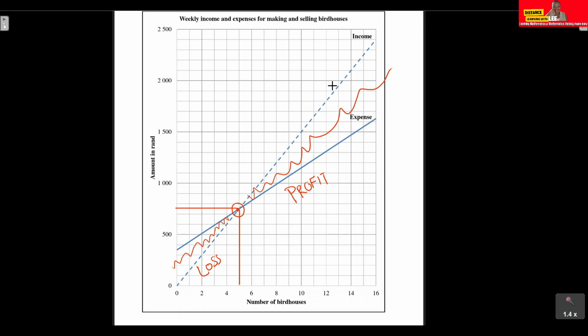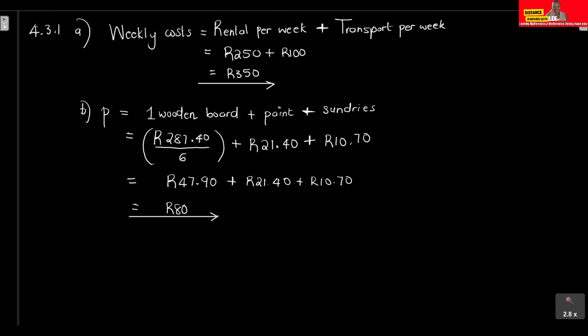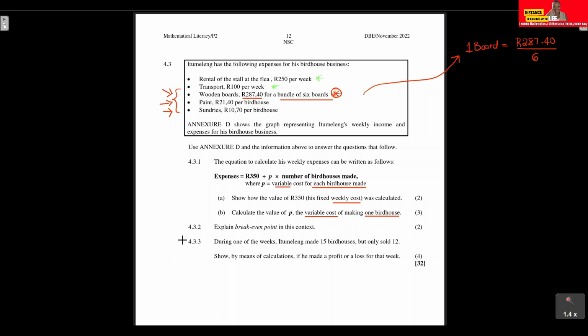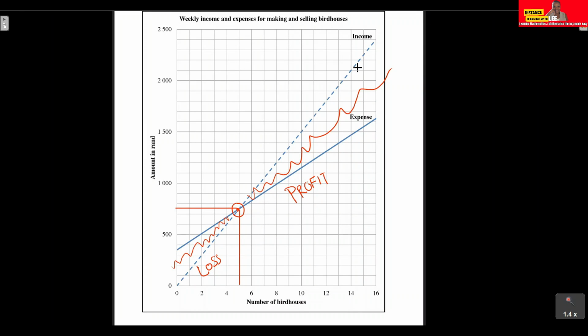We are basically using this technique to help us determine where this business is making a profit or where it is making a loss. So, to answer the question that is given to us here, this question is asking us to explain what a break even point is in this context. Then we need to use this graph to help us explain it, and I've already explained that now. This is our break even point. And what is happening at the break even point?